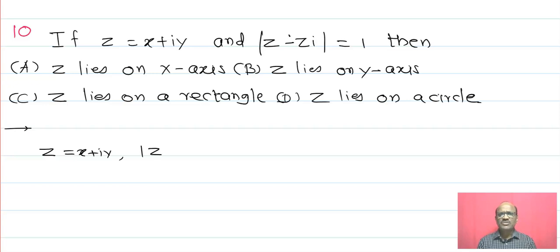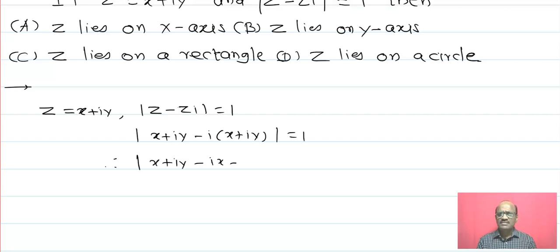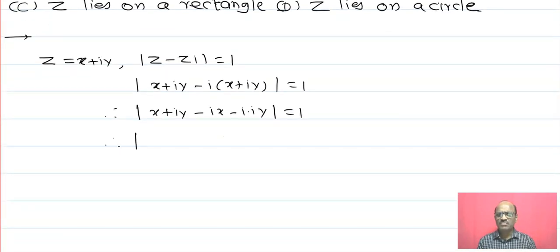If z is equal to x plus iy and modulus of z minus zi is equal to 1, then z lies on the x-axis, z lies on the y-axis, z lies on a rectangle, or z lies on a circle. Now here, I hope there may be some printing mistake, or you may agree or may not agree, but I have solved this example in my view.